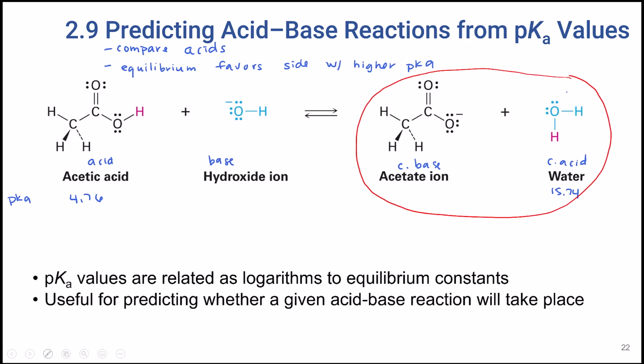So if you have a higher pKa, water is less likely to give up its proton to shift it back into the reactant side. So our equilibrium is going to favor water because that's going to have more water in solution versus the acetic acid and hydroxide ion.